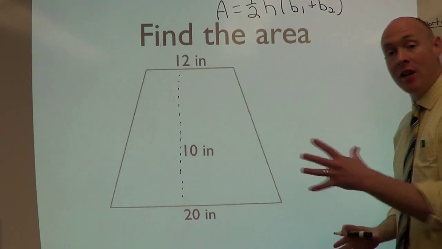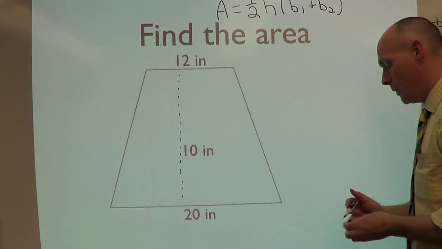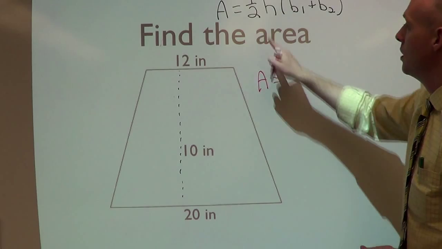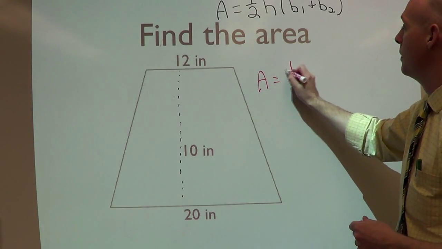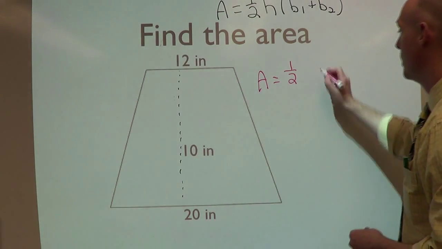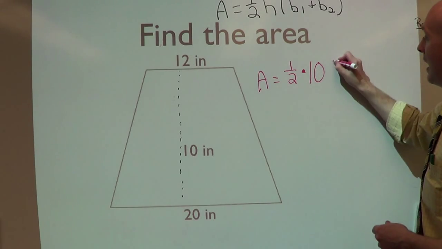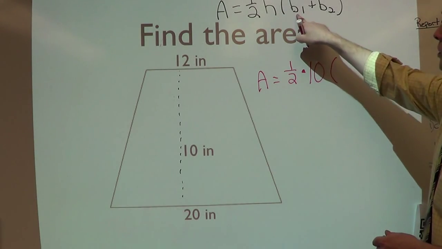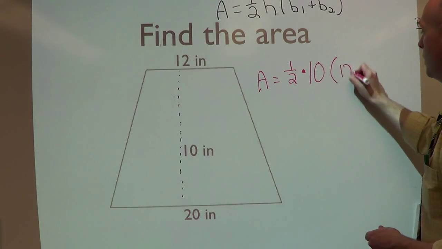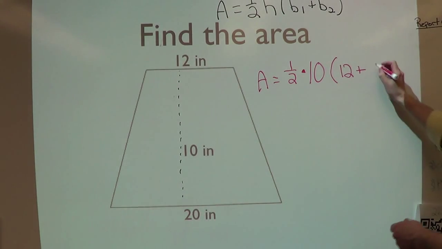Once you have the formula, then you're just plugging numbers in. So, area equals 1/2, we're going to stick with that, times the height. In this case, the height is 10. 1/2 times 10. And then in parentheses is going to be B1 plus B2. 12 plus B2 is 20.